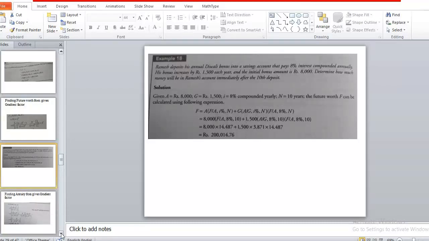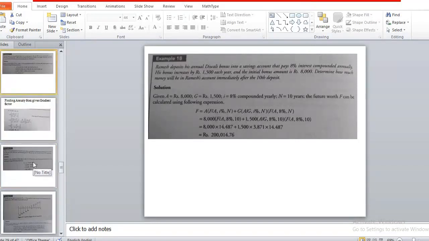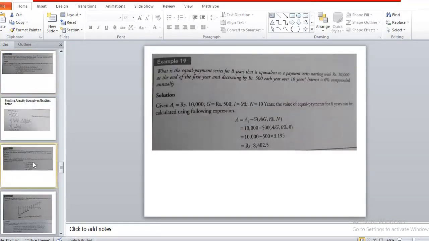Similarly, here is an example based on the annuity equivalence term. It is given: what is the equal payment series for 8 years that is equivalent to a payment series starting with rupees 10,000 at the end of the first year and decreasing by rupees 500 each year over 10 years, at an interest of 6% compounded annually.